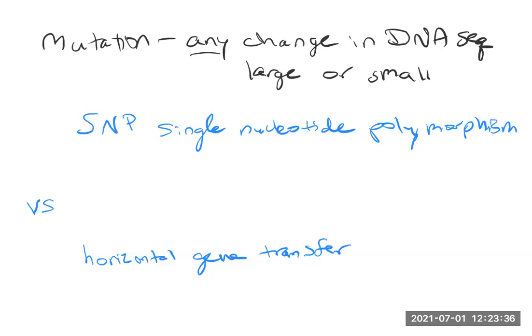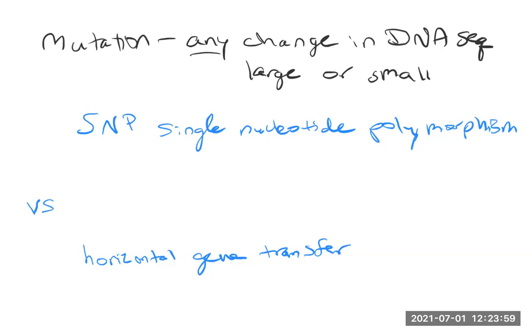So we've already talked about mutations, and I want to make sure that we're all on the same page with the definition of mutation. So I've written here that a mutation is any change in DNA sequence, and that includes things that are large or small. Whatever change there is from one base pair to another, that counts as a mutation.